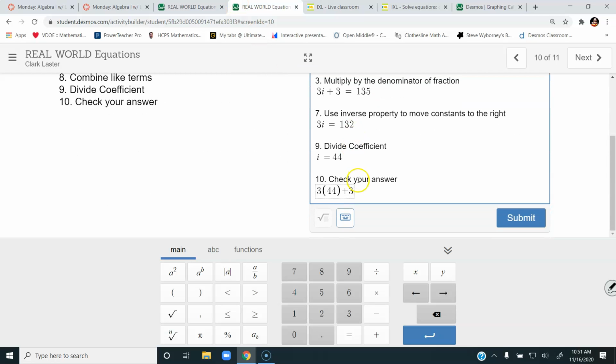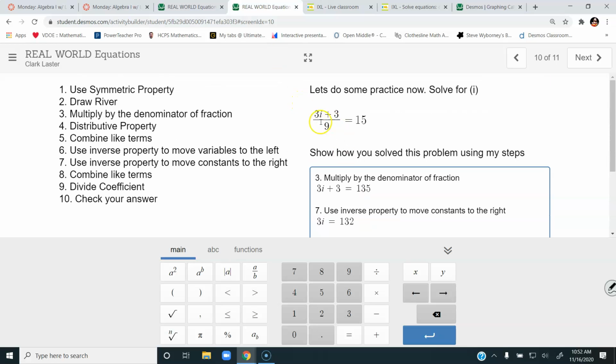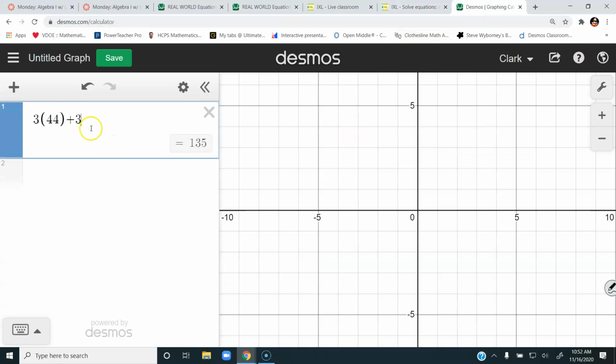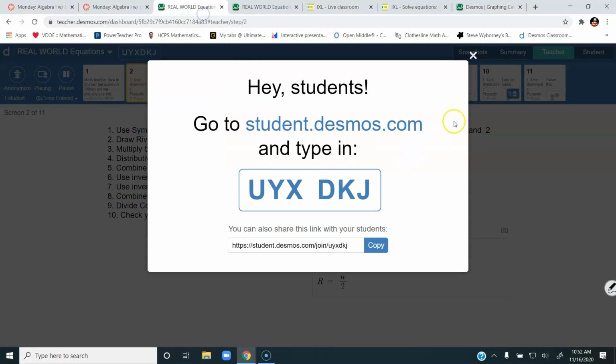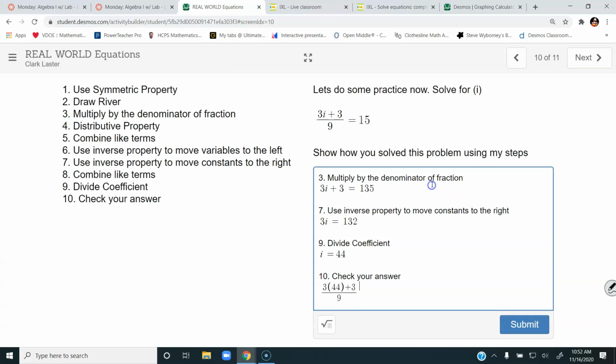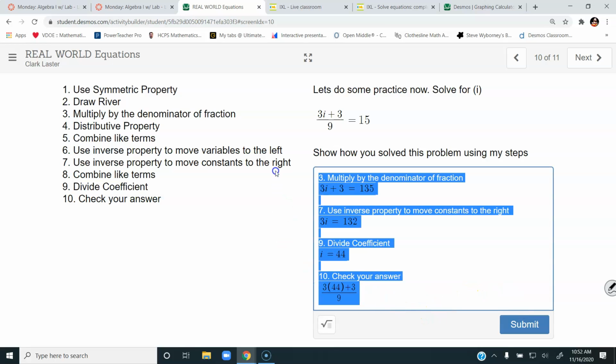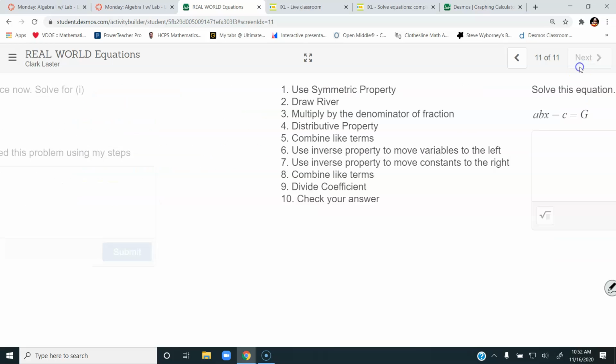Oh, I'm sorry. This should have all been divided by 9. Because I want my answer to be 15. I want to go back to the very original problem. And that will be 15. Okay. So that is the correct answer. Okay. Now I'm going to undo that for the same reason I told you all before.